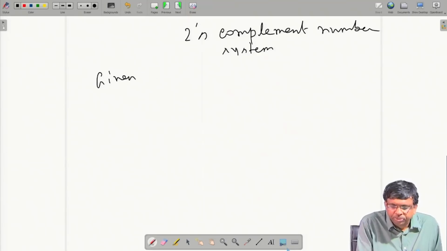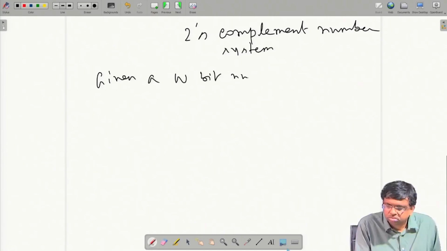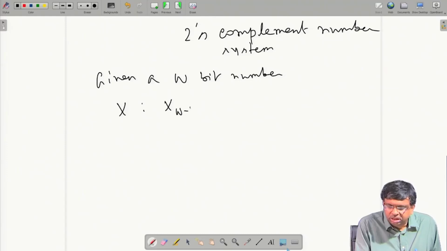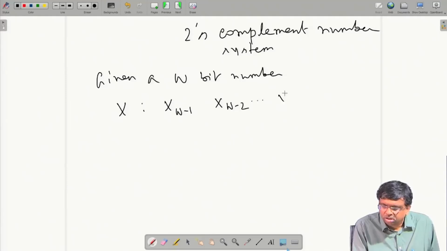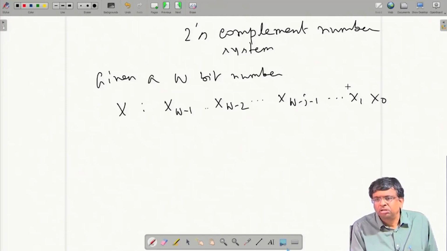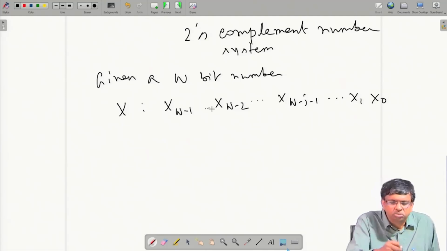We are given a word x. This is the most significant bit x w minus 1, then x w minus 2, dot dot dot, x w minus j minus 1, dot dot dot, x 1, x 0, and there is a binary point. The binary point is not hardware, it is in our mind. If you want, you may put it at the end, then it will be an integer, but normally we prefer fractional numbers, so we put it here. Its actual meaning will come now, but it is again in your mind, it is just a point of reference and nothing else.